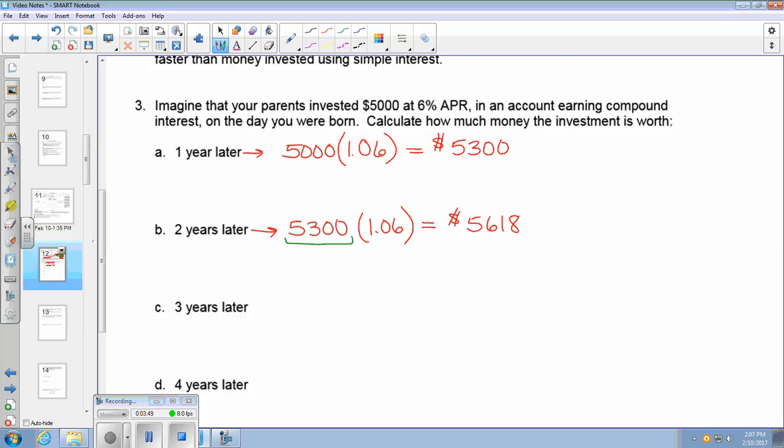This $5,300 came from doing this calculation above. So I'm just going to write our calculation in one additional way. So I'm going to replace $5,300 with 5,000 times 1.06. And notice that we just multiplied that by 1.06 a second time. So press pause, try that out on your calculator, make sure it gives you the same answer.